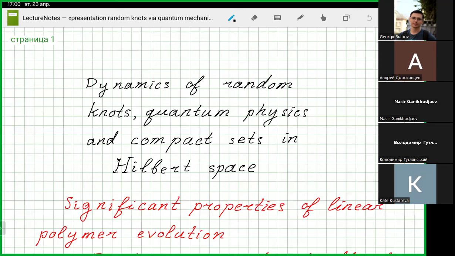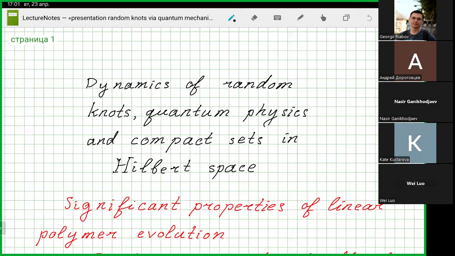So what is the main purpose of this talk? I want to present one of the possible ideas how to model the dynamics of long polymer. Why am I talking about dynamics? Because the evolution of long linear polymers has some interesting properties which are hard to model.